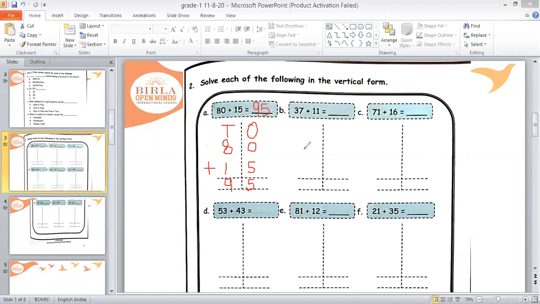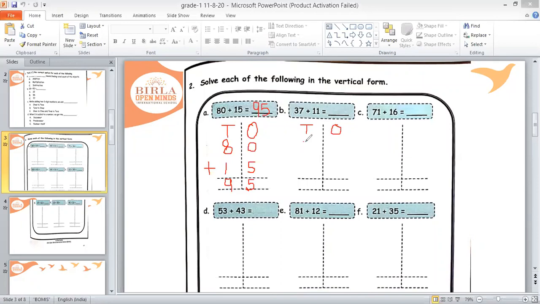Okay, so now we'll move to the next question. Your next question is 37 plus 11. Fine. So again, we have to arrange these numbers in ones and tens columns. So we will write this O first. O stands for ones, and this T stands for tens. Okay, so we'll be arranging these numbers.